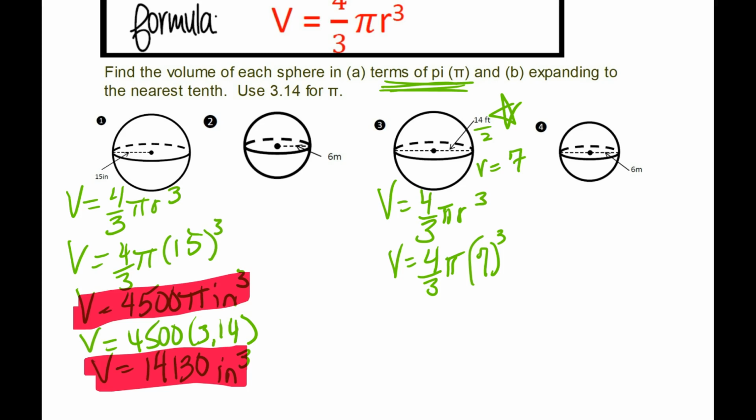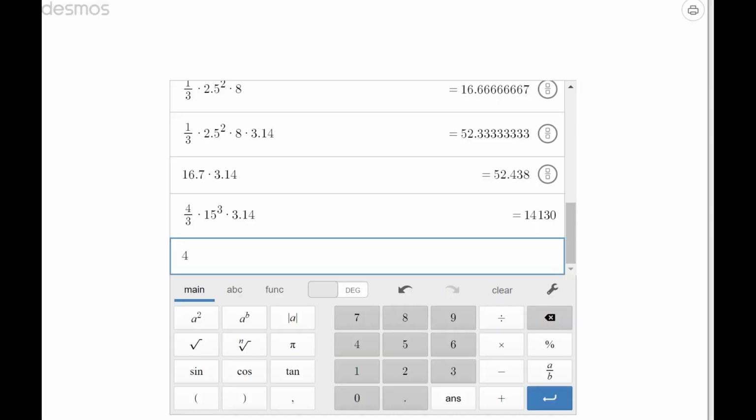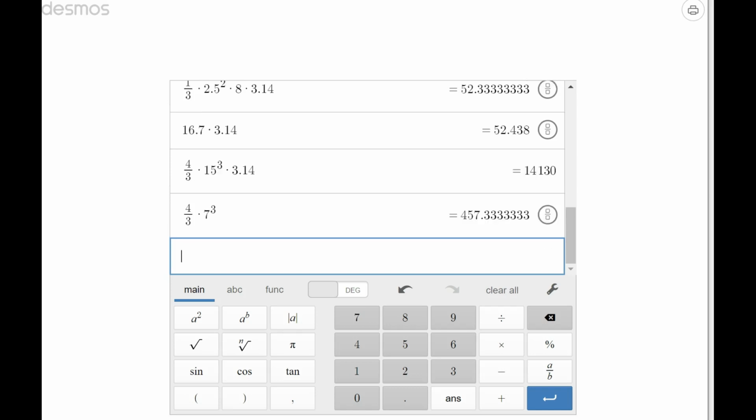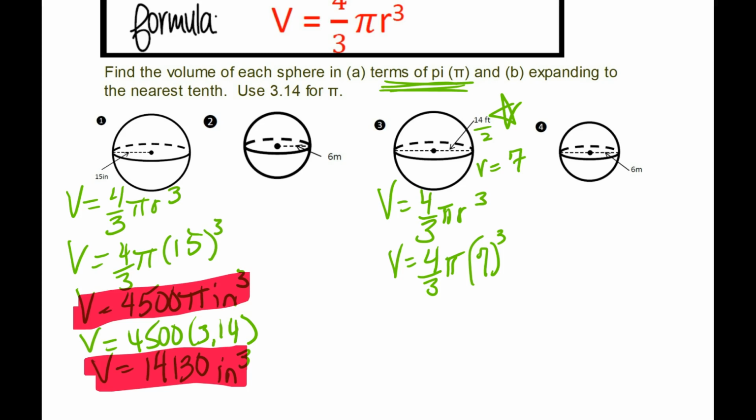So we get 4/3, and then we're multiplying it by 7 cubed. Y'all should know what 7 cubed is: 343. So I'm going to do shift 6, rounded to the nearest tenth, so that's 457.3 pi. What are my units? Feet cubed.